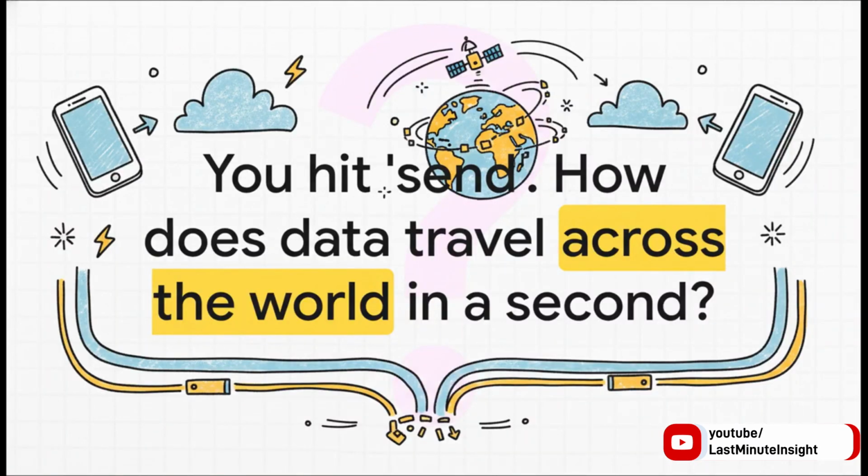So let's kick things off with a simple question, but one with a really cool answer. You hit send on an email. How does that message travel halfway across the world in less than a second? I mean, think about it. How on earth is that even possible?